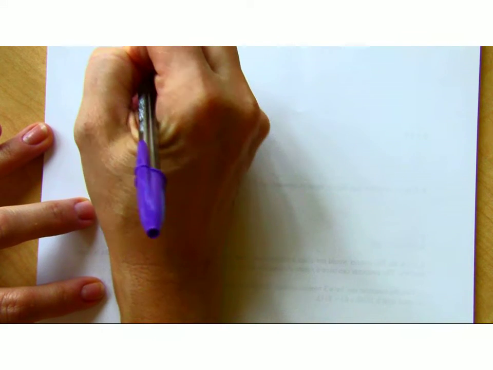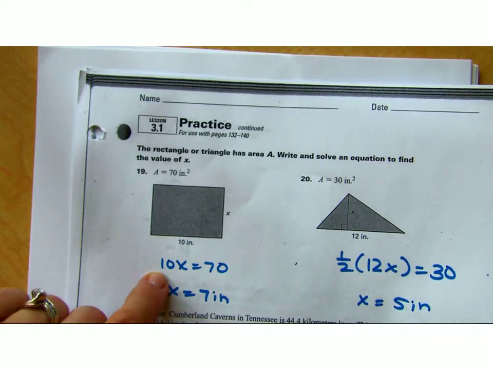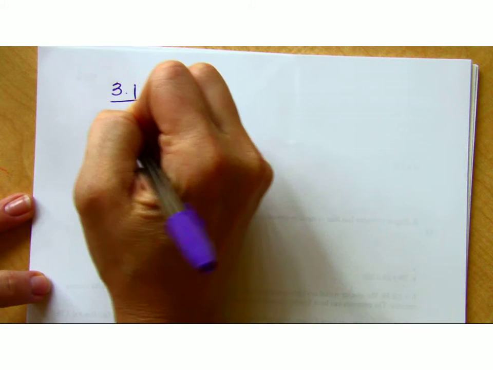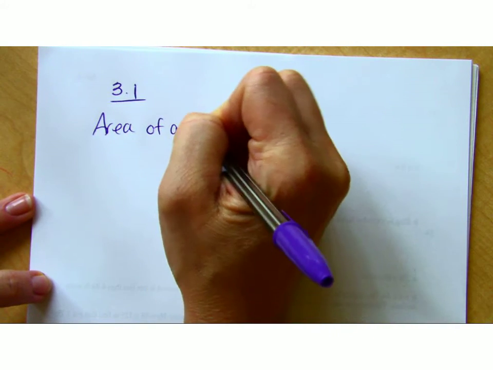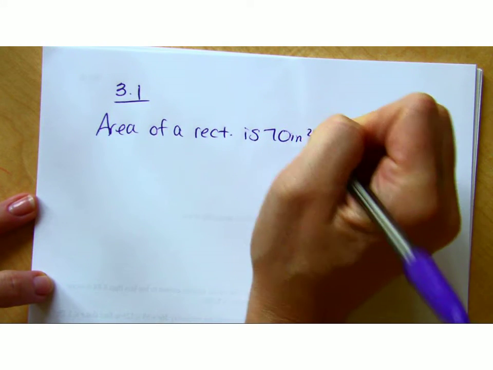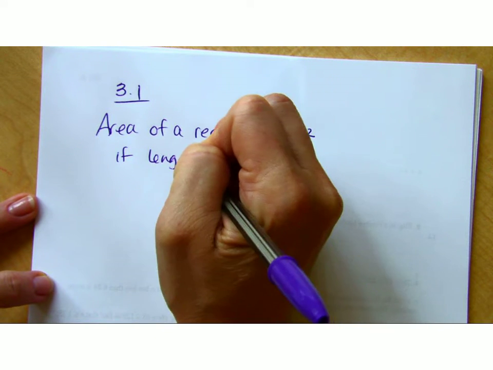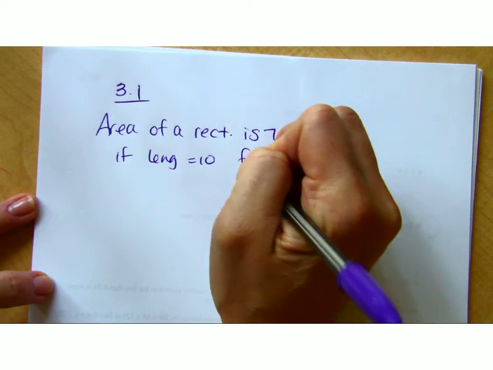So as I'm looking at this first one, remember 3-1 is going to be your one-step equations. Basically, if I were to give you this picture and say find x, versus this, the area of, if writing it all out, the area of a rectangle is 70 inches squared. If the length is 10, find the width.